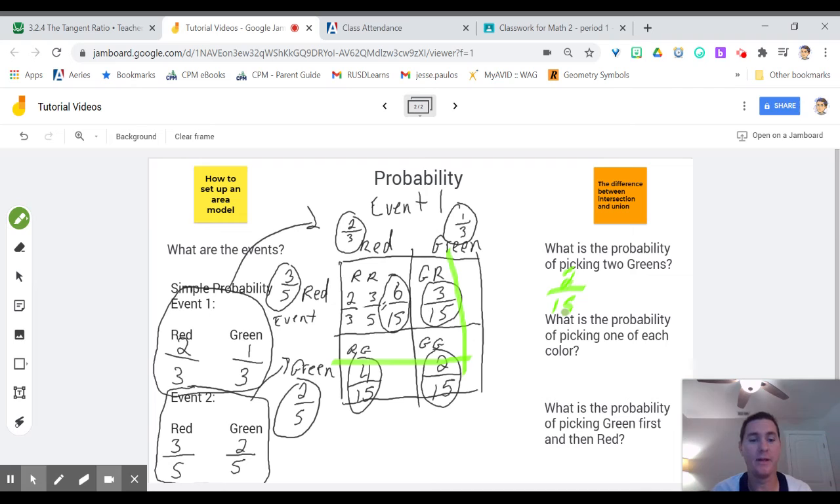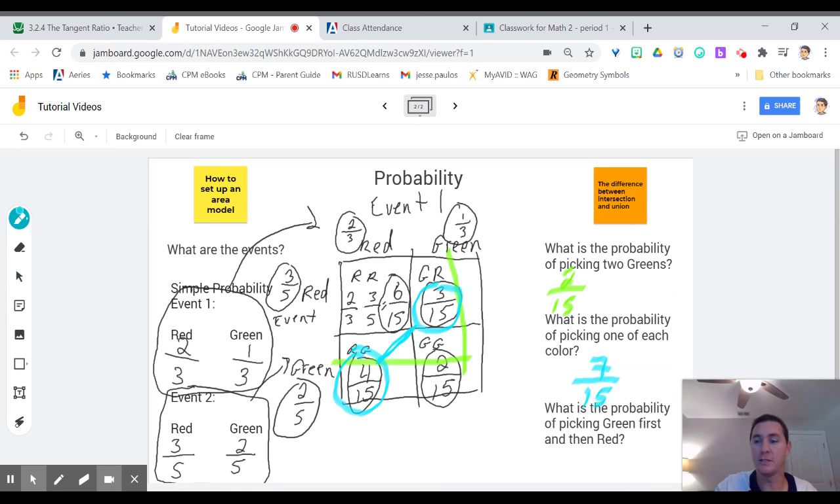All right, what's the probability of picking 1 of each color? Well, in that case, 1 of each color is either the green red or the red green. And in this case, we're going to join them together. This is called a union, right? We're joining them. And so when we add 4 over 15 and 3 over 15, we get 7 over 15.